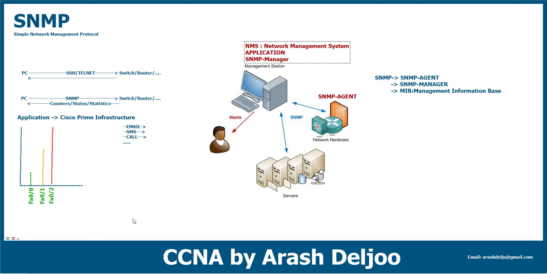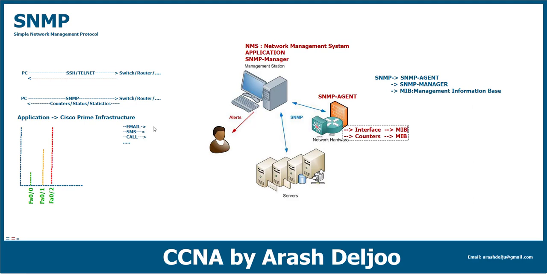In each router and each switch, we have some repositories that hold the information about all of the things in the router. For example, for interfaces we have a repository for each interface. For each of the other counters we also have repositories. The name of these repositories is the MIB, or Management Information Base. We have many management information bases. For example, in one router, maybe you have more than 5,000 or 10,000 MIBs for everything.